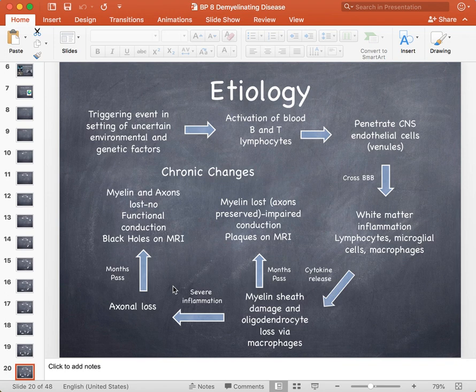Any thoughts on this conventional, somewhat simplified version of the inflammatory cascade? Yeah, I think all of this is generally accurate. One comment that is of some interest is that these MRI markers like black holes and gross atrophy of the brain actually correlate most strongly with permanent disability in MS. Again, emphasizing the point that it's actually injury to the axons that is the ultimate substrate of disability.